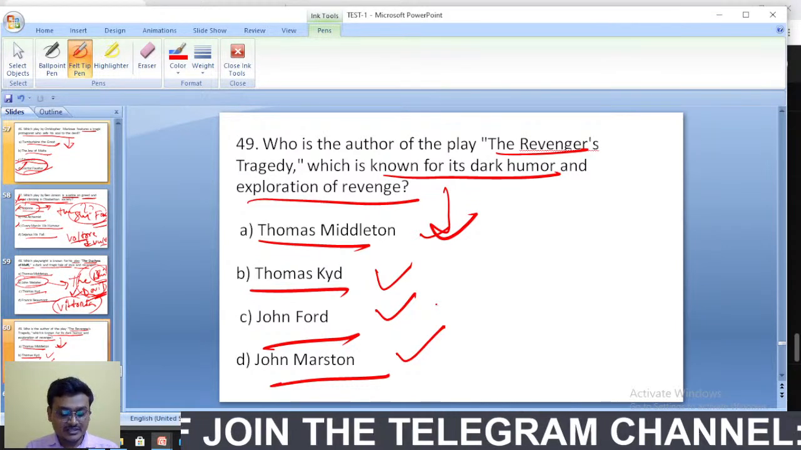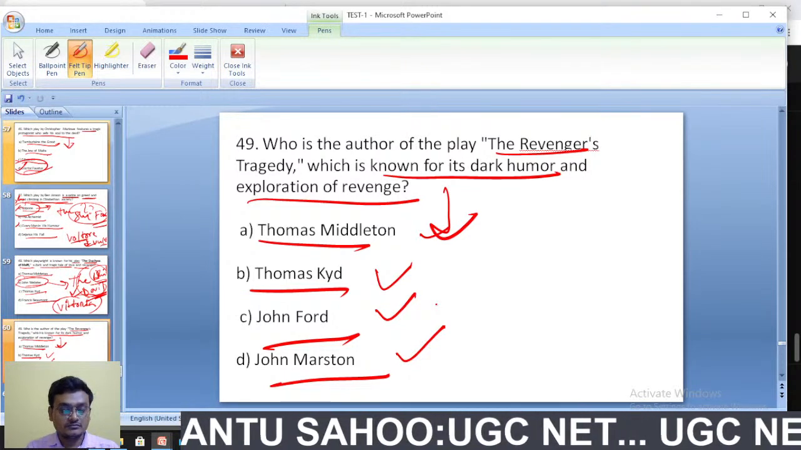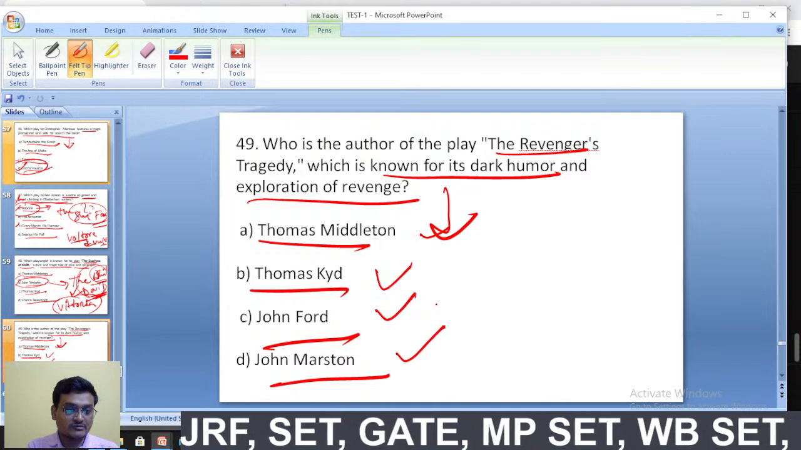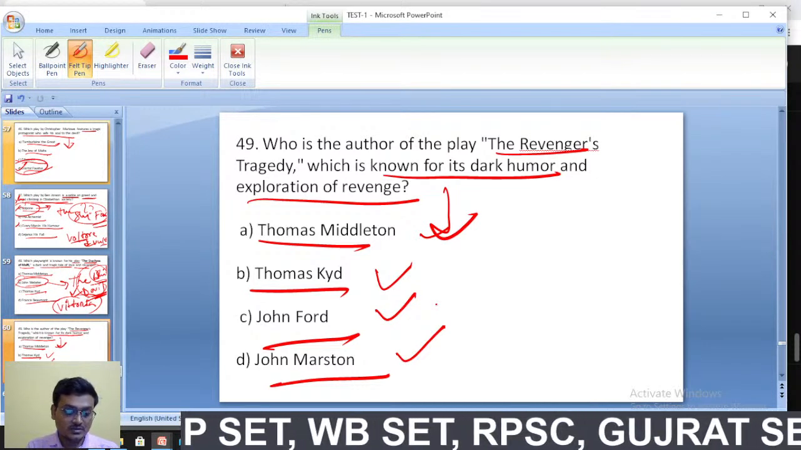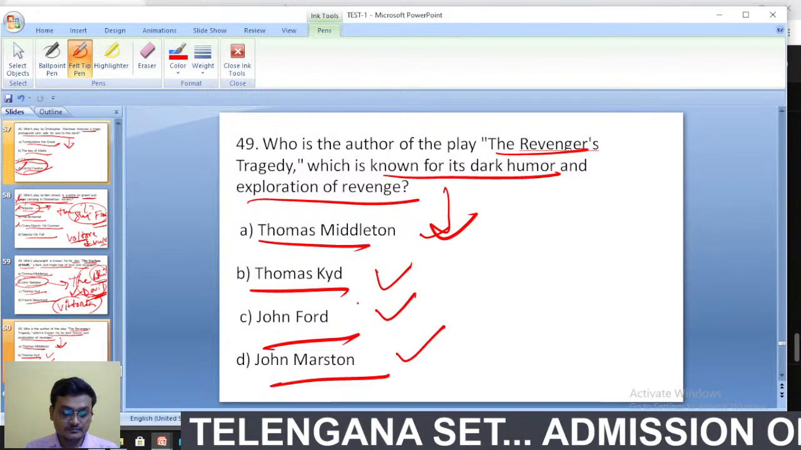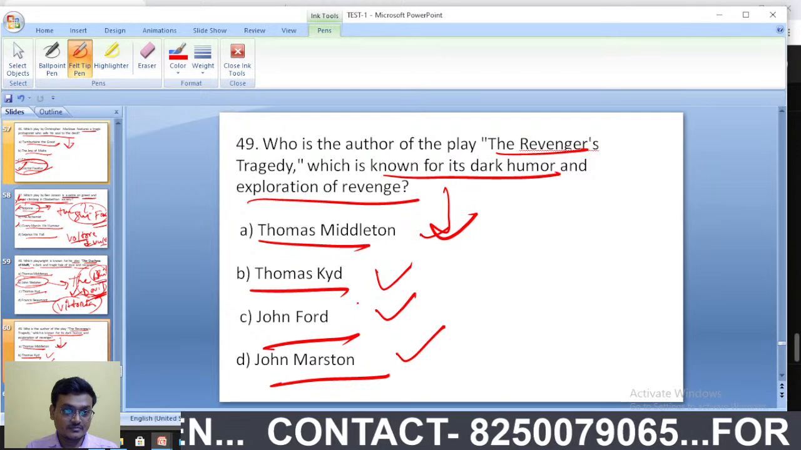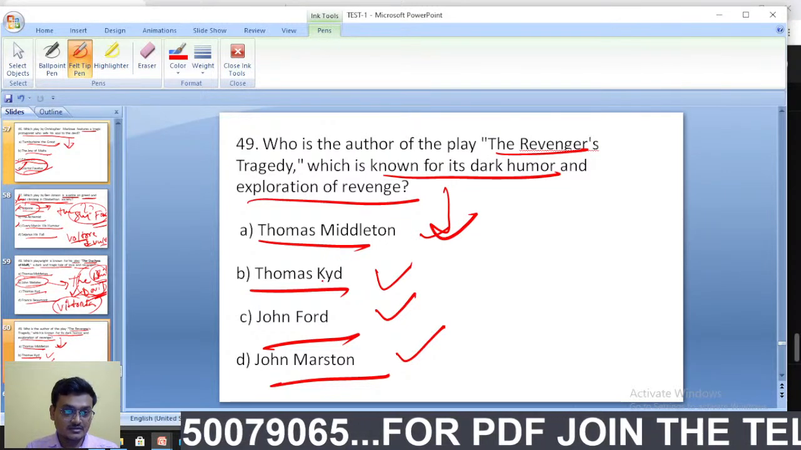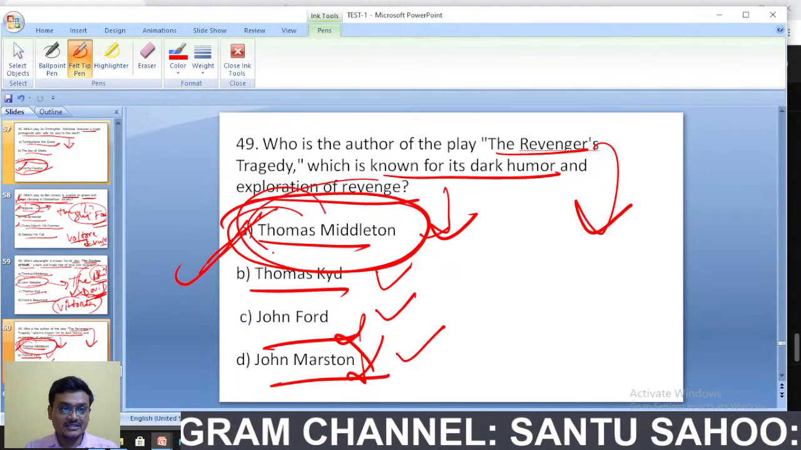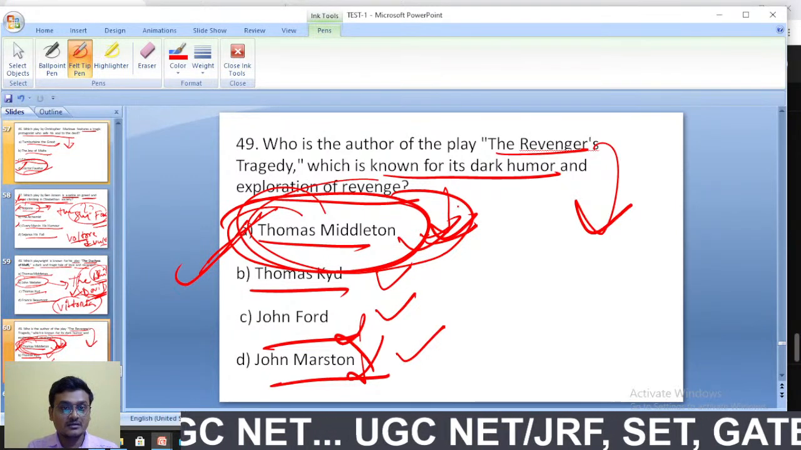It is the Revenge Tragedy. Who has written it? Everyone is saying Thomas Kidd. I'm talking about Revenge Tragedy. It's not Thomas Kidd. It is Thomas Middleton, Revenge Tragedy by Thomas Middleton. So here Thomas Middleton is the right answer. He has written the Revenge Tragedy. It is not even John Marston. Okay?